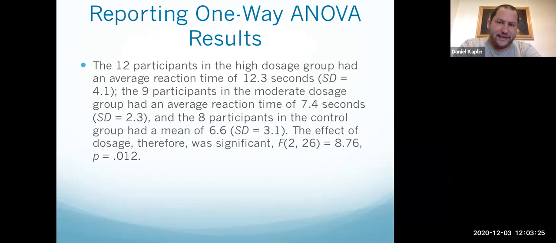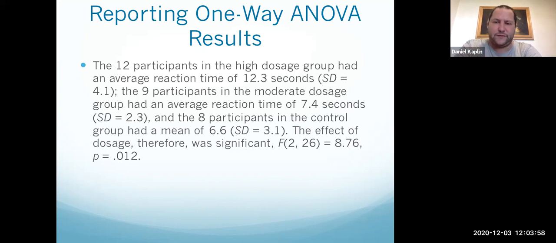The 12 participants in the high dosage group had an average reaction time of 12.3 seconds with a standard deviation of 4.1. The 9 participants in the moderate dosage group had a reaction time of 7.4 seconds with a standard deviation of 2.3. And the 8 participants in the control group had a mean of 6.6 with a standard deviation of 3.1. Now I'm going to stop there for a second and highlight you have 3 groups, right?